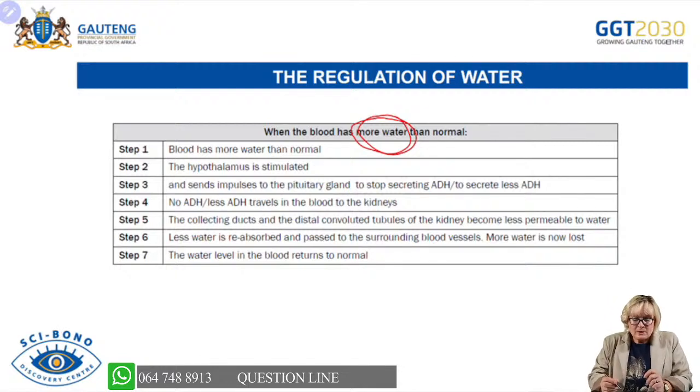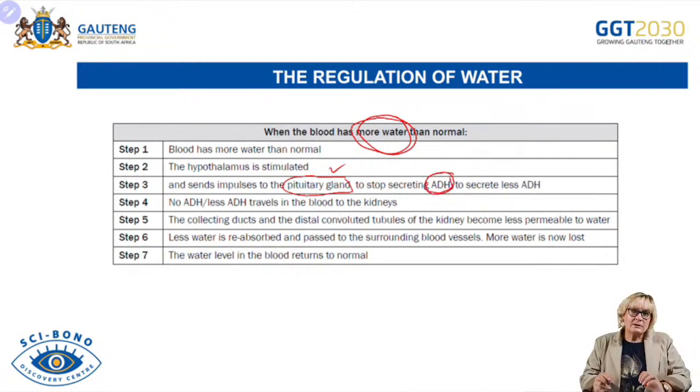What will happen is, once again, step 2, the hypothalamus is stimulated. Remember, where's the hypothalamus? Here in the brain. And it sends impulses to the pituitary gland. Where's the pituitary gland? Just below the hypothalamus, there's that small gland, and that's going to stop secreting ADH. Because now what does your body want to do? Your body wants to get rid of the water.